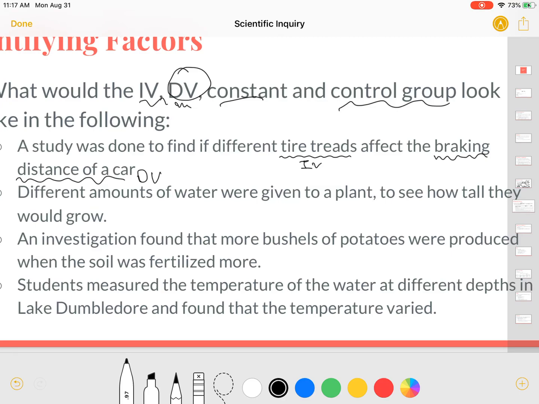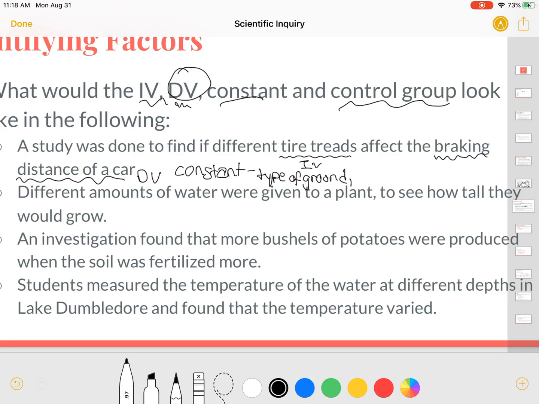Now, the constants that we would need to have: something that we would not change at all through the whole experiment. We wouldn't want to change the type of ground. If you live on gravel, it's harder to stop on gravel than it is on asphalt. If we did one car on asphalt and one car on gravel, that would throw off the whole experiment, and we'd actually be testing the type of ground instead of tire treads, so we don't want to do that.